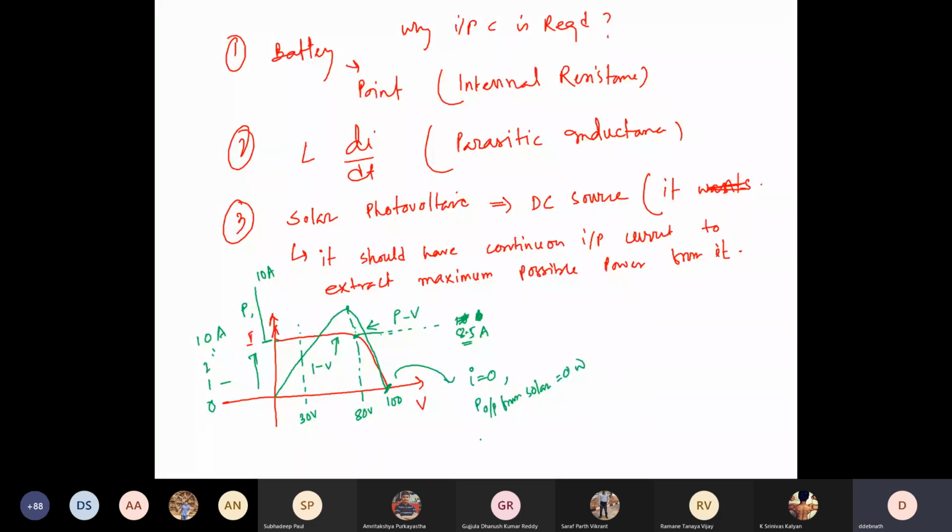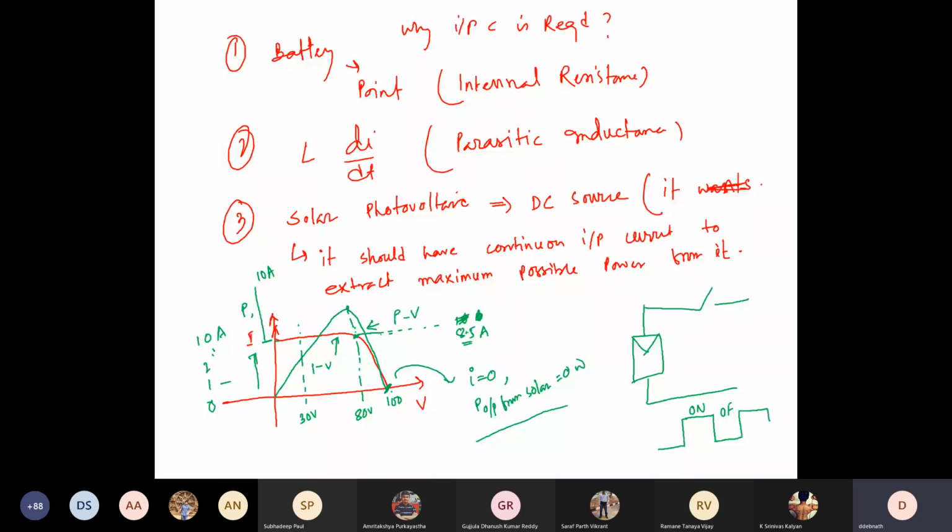Now you understand, if I have a solar panel represented by this symbol, and I have a switch like this, sometimes when the switch is on, my current will look something like this. When the switch is off, the current goes like this. On, off. When the switch is off, how much power am I extracting from solar? It is 0, because the current will go to 0.